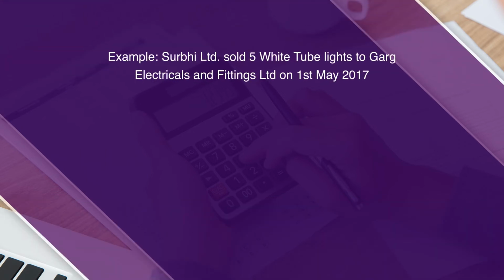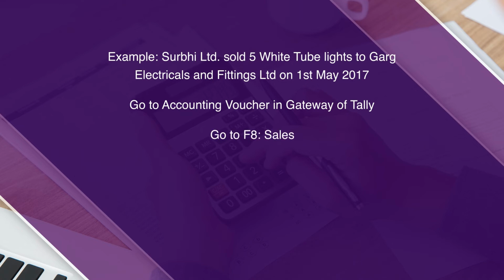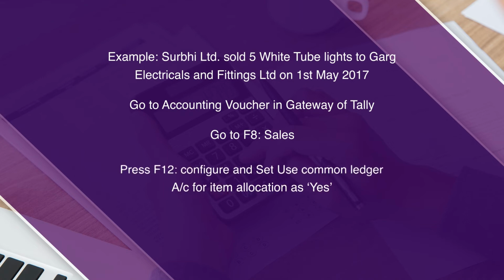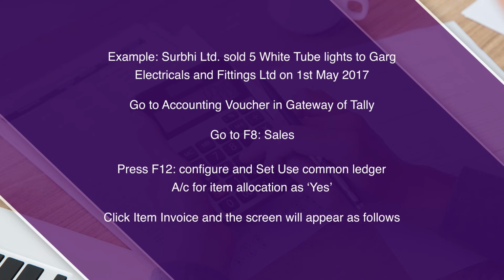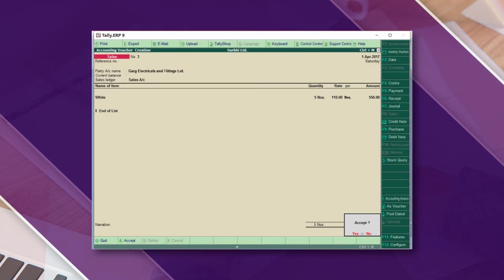Creating item invoice, let's take an example. Surbhi Limited sold 5 white tube lights to Garg Electricals and Fittings Limited, and for this you have to go to the accounting voucher in Gateway of Tally, go to F8 sales as discussed, press F12 configure and set use common ledger account for item allocation as yes. This is an important setting for creating item invoice. Now click on the item invoice and the screen will be this.